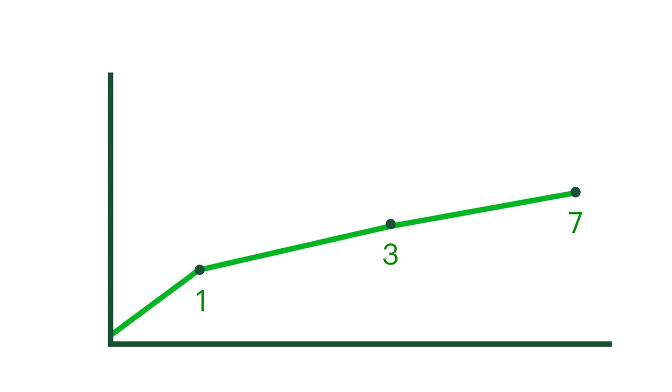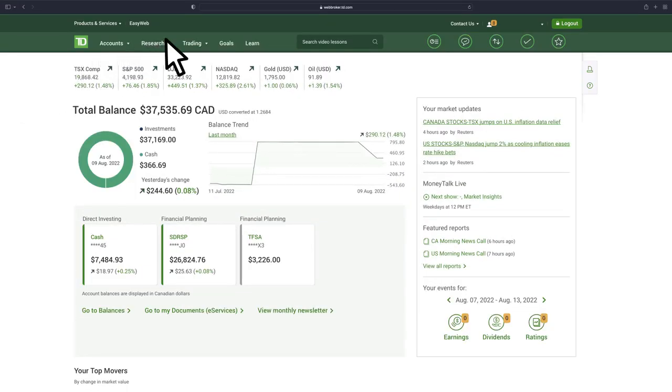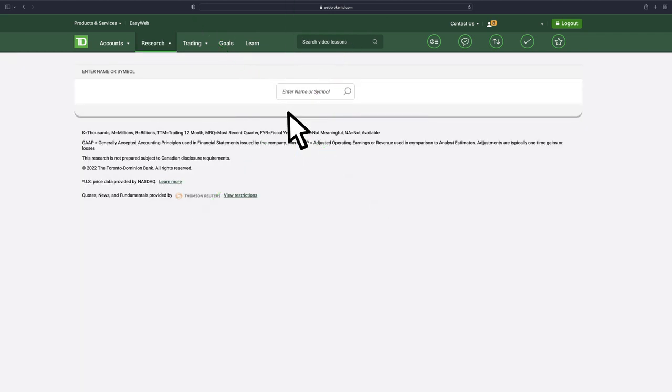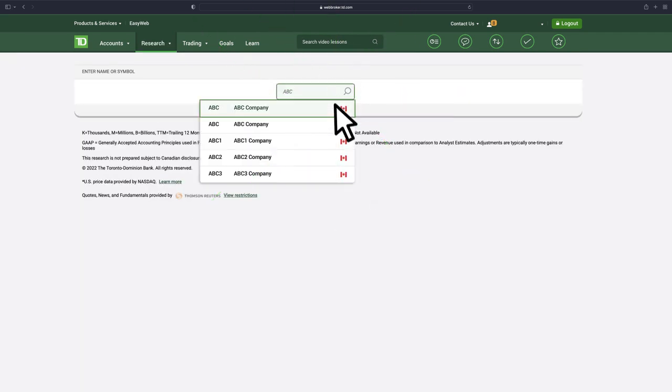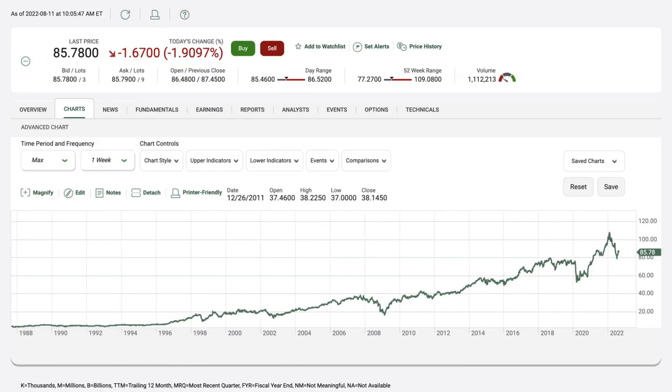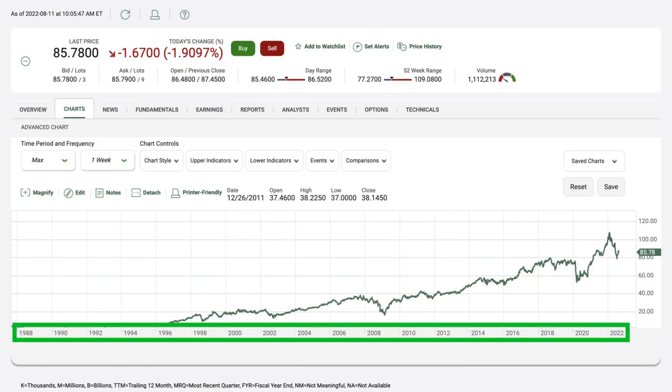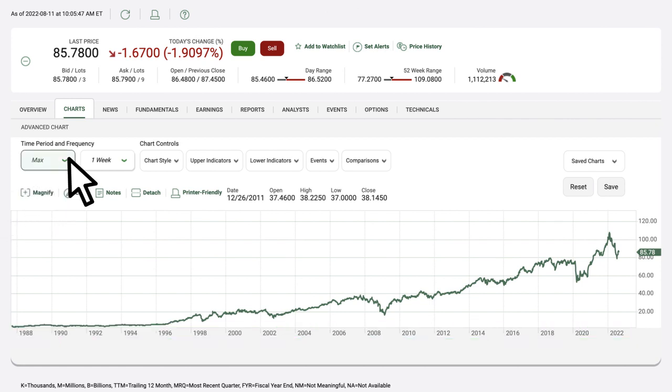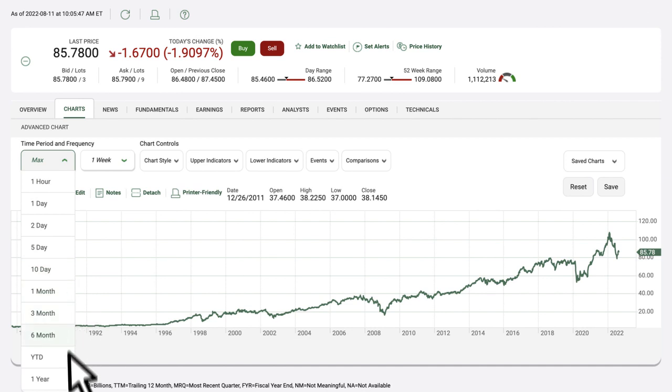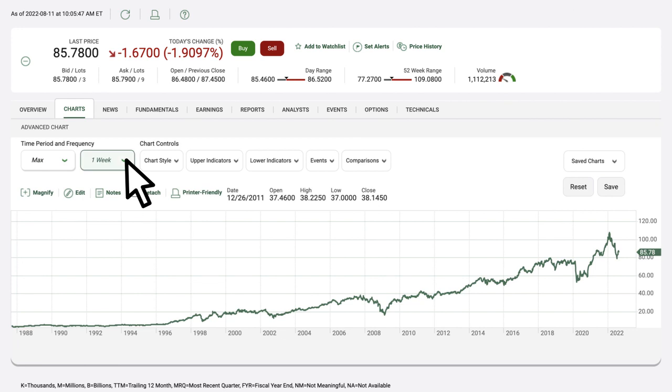To get started, head over to Webroker, Research, Tools, then Charts, and type in the name or symbol of a stock. Along the horizontal line of a stock chart, called the x-axis, you'll find the numbers representing the time period of a stock's historical movement. You can adjust the settings of the x-axis in the top left-hand corner of the chart. Under time period and frequency, choose how far back into the stock's history you want to look and how frequently you want to plot your data, anywhere between once per minute and once per month.